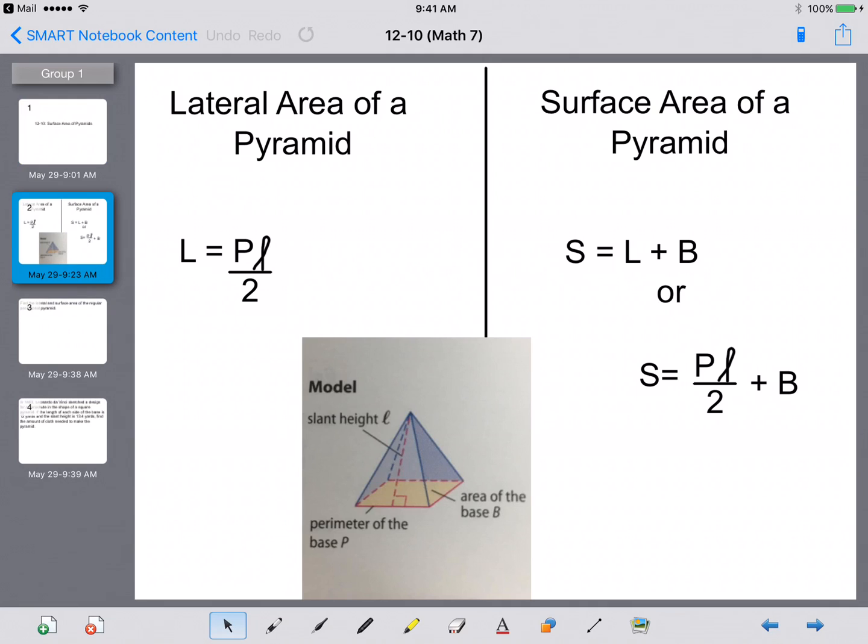Then to figure out the surface area, you have to take that lateral area and then add the area of the base to that.